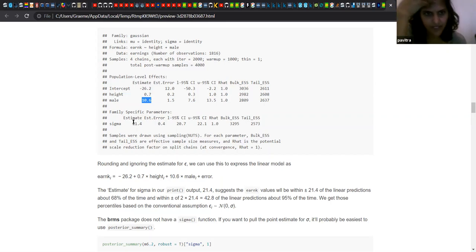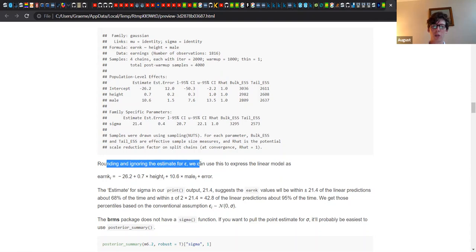And then you've got a sigma of 21,400, which is huge. That's a standard deviation, right? Sigma is. I think this is the point.